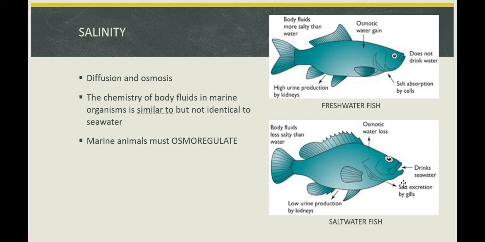One of the things that they do is they don't urinate very much, right? They hold on to urine because that urine is fresh compared to their surroundings. So these guys are osmoregulating, and that's one of the adaptations that fish have and other organisms have as well to surviving in a salty environment.